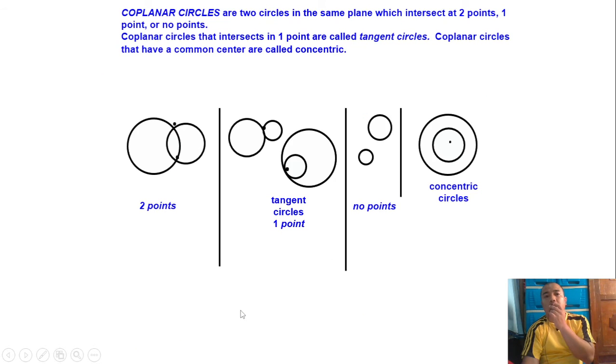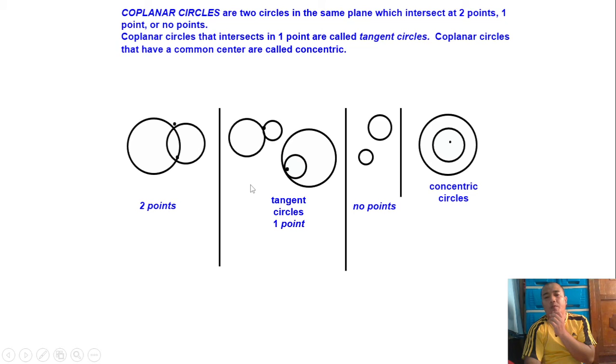Coplanar circles are two circles in the same plane which intersect at 2 points, 1 point, or no points. Coplanar circles that intersect in 1 point are called tangent circles. Coplanar circles that have a common center are called concentric. Okay, we've discussed that just a while back.